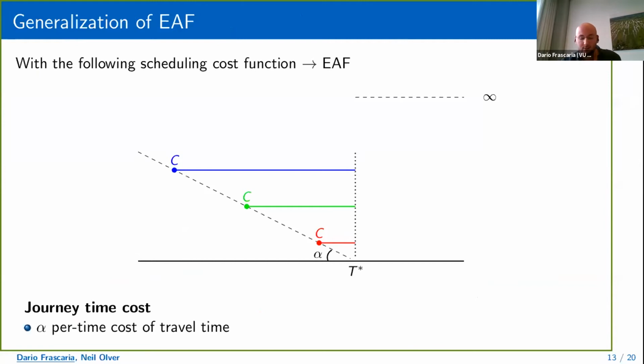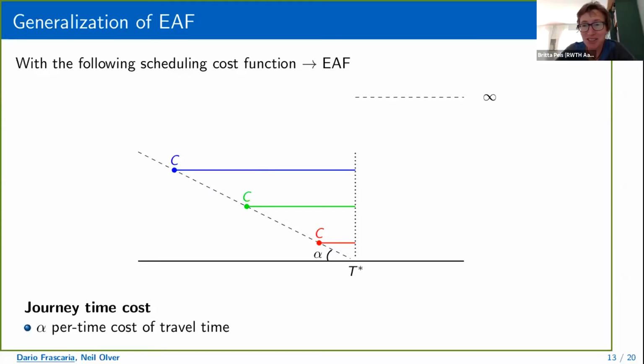So as I said earlier, this flow generalizes the Ellis-Rava flow. In fact, if we are given this raw function, this scheduling cost function as input, we have that the optimal flow over time with scheduling cost is exactly an Ellis-Rava flow. So in this scheduling cost function, the penalty, so the scheduling cost, reduces with rate alpha, where alpha is the per time cost of travel time. And it becomes infinite after this star.